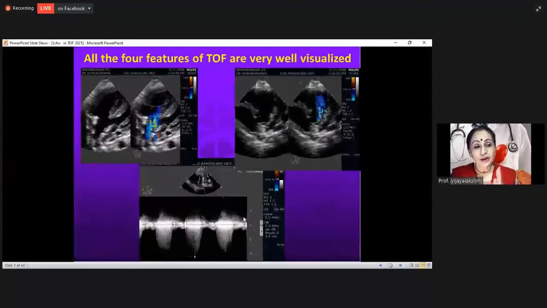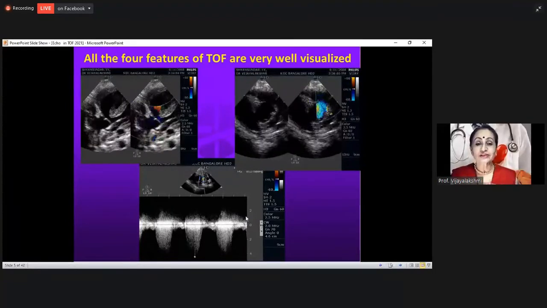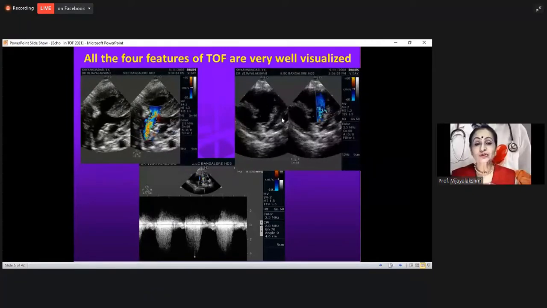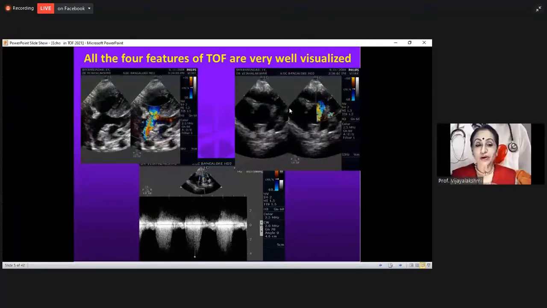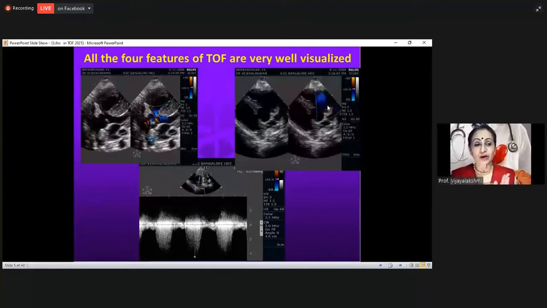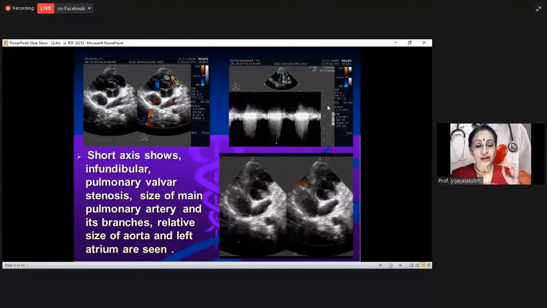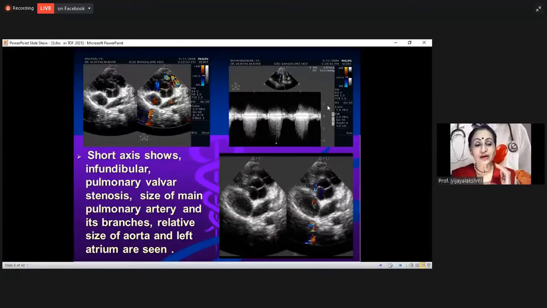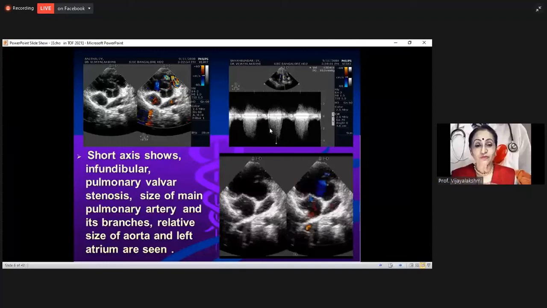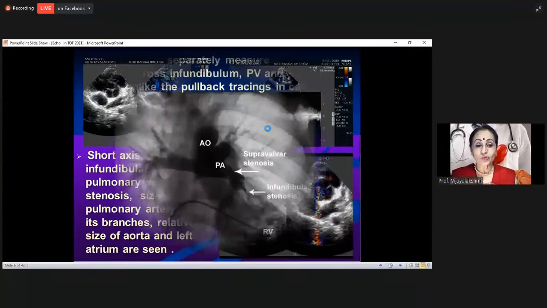Now, all the 4 features are seen, and apart from that, in the short axis, you can see the infundibular stenosis, valvular stenosis, as well as the supravalvular stenosis. However, when both infundibular and valvular stenosis are there, it's difficult to make out the gradient across each one of them. So, the short axis shows infundibular, valvular, as well as supravalvular stenosis, and this is the shape for the valvular stenosis, and this is for the infundibular. So this is how we can distinguish.